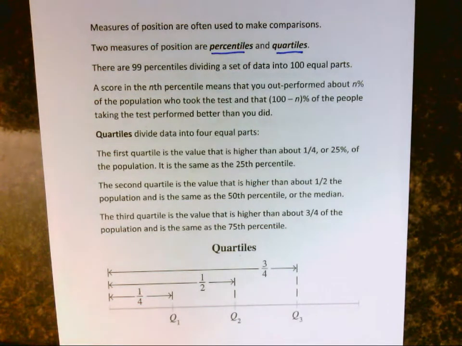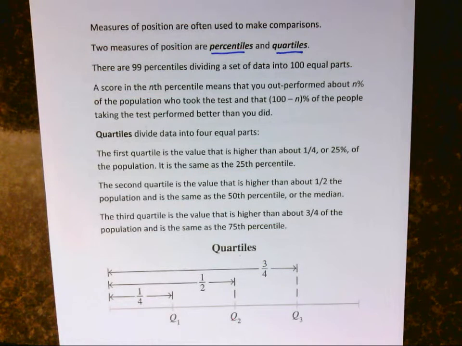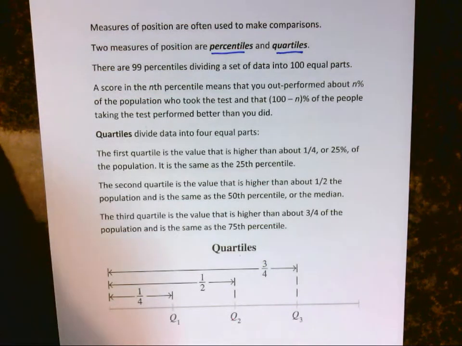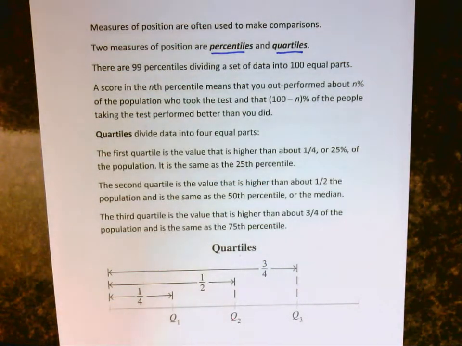There are 99 percentiles dividing a set of data into 100 points. A score in the nth percentile means that you outperformed about n% of the population who took the test, and that 100 minus n% of the people taking the test performed better than you. So if you are at the 75th percentile, that means you outperformed 75%, and 25% performed better than you did. We'll be doing some examples with these in a minute.